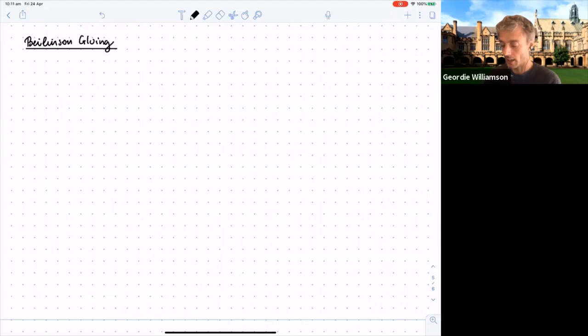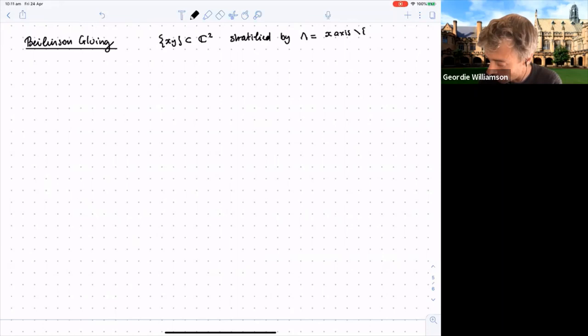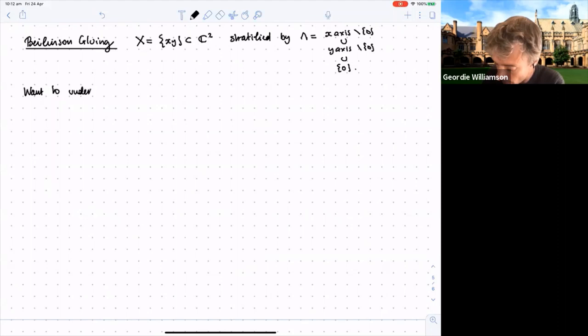So we want to understand, we take the set (x, y) inside C2, stratified by lambda, which is the x-axis without zero, union the y-axis without zero, union zero. And so let's call this X. It's good to call it X because it actually is what it looks like. And we want to understand perverse sheaves, Perv lambda, on X.